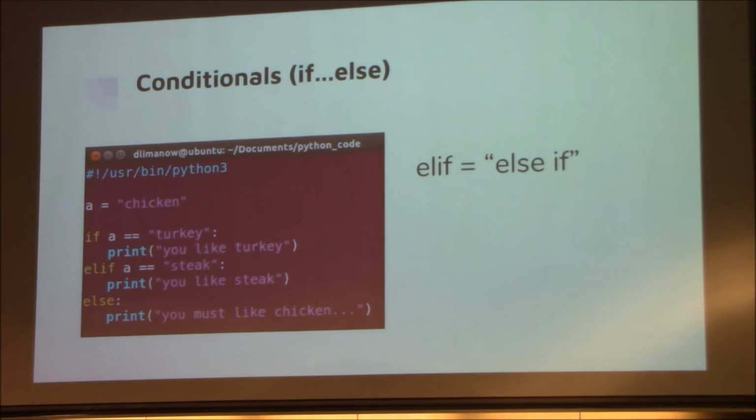Okay, so conditional is basically your if, else if, else. It's kind of different in Python. Again, not that difficult. I assigned a equal to the string chicken, and if a double equals, that's pretty standard, you're comparing those strings, not assigning it. Comparing the value of a to the string turkey. So if a is equal to the value of turkey, and then you've got your colon, and underneath that, indented, you've got a print statement.